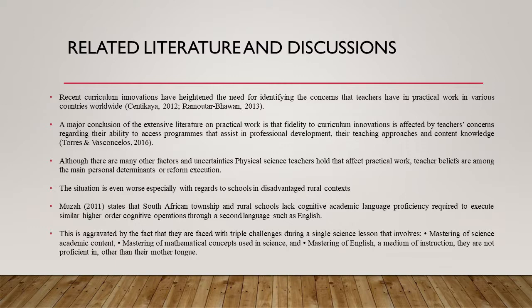The situation is even worse, especially with regards to schools in disadvantaged rural contexts. Musa in 2011 states that South African townships and rural schools lack cognitive academic language proficiency required to execute similar higher order cognitive operations through a second language such as English. This is aggravated by the fact that they are faced with triple challenges during a single science lesson that involves mastering of science academic content, mastering of mathematical concepts used in science, and mastering of English, a medium of instruction they are not proficient in other than their mother tongue.